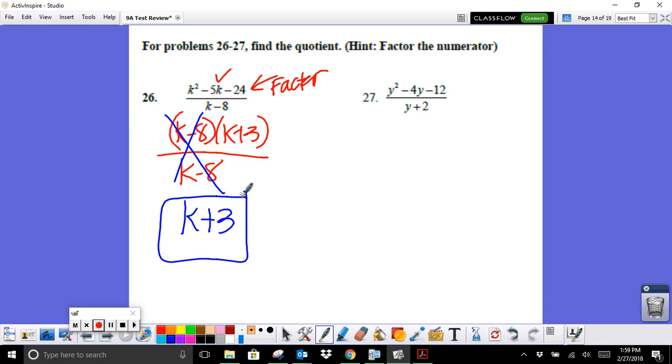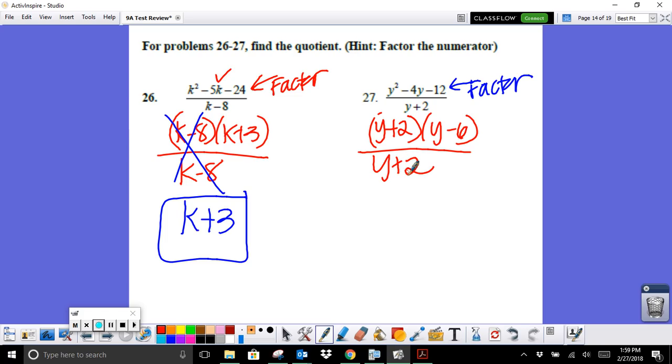Number 27, the same thing. Okay, you would need to factor the top. Okay, so you'd have to go through the long process of that. When you do factor, you end up with y plus 2 and y minus 6. And if I divide by y plus 2, those are going to cancel, and I'm left with y minus 6 as my answer. Make sure you know how to do those, because you will see one of those again.